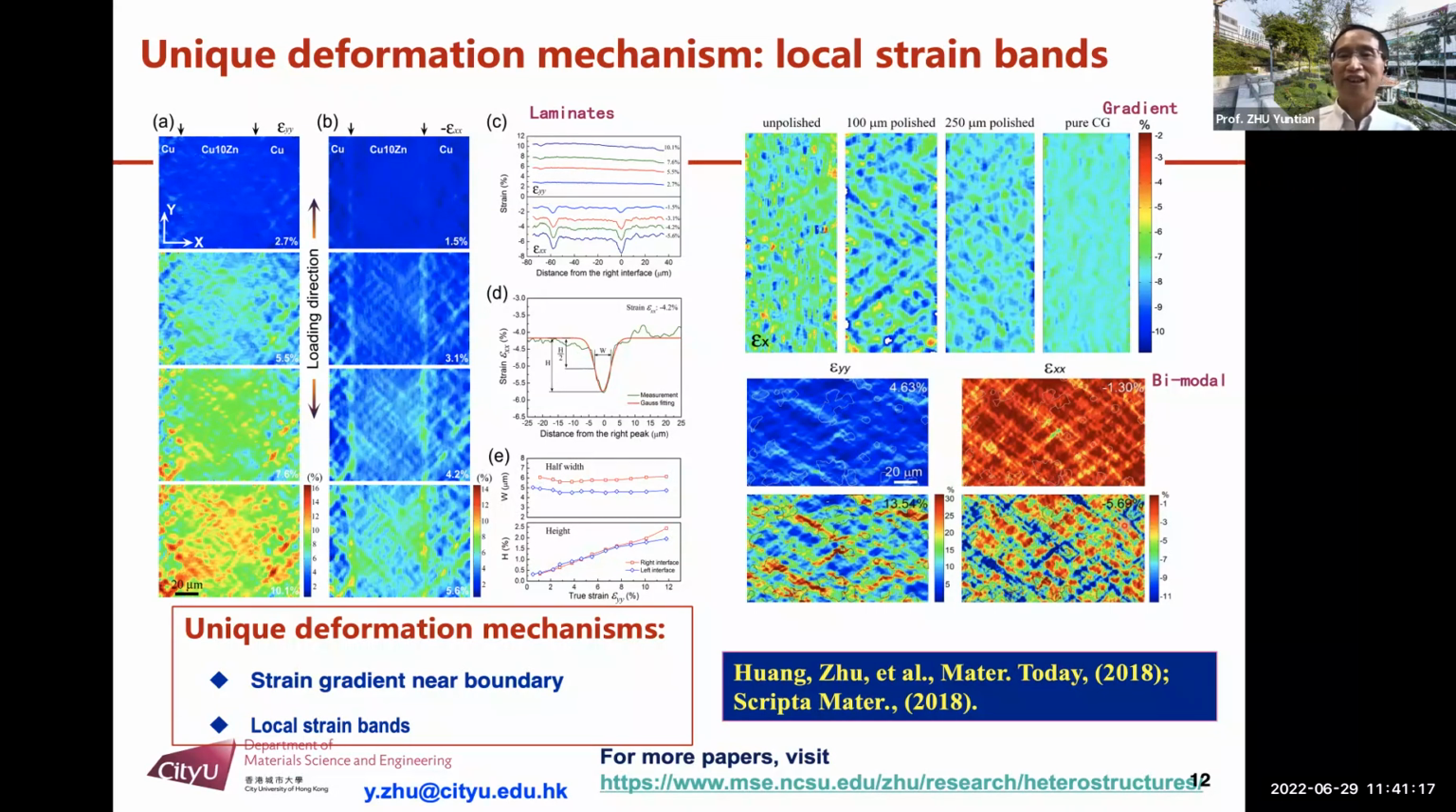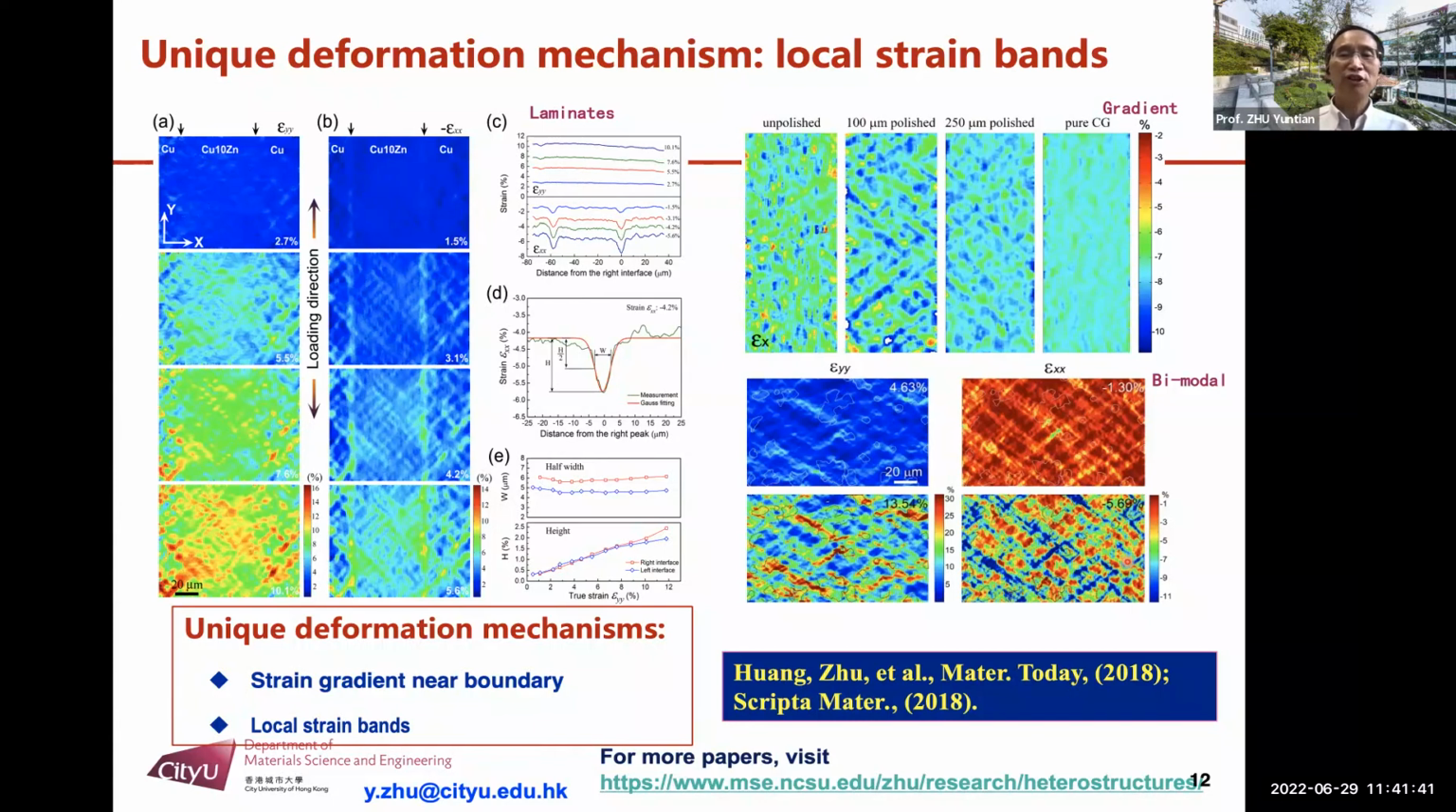Okay, and this local strain bands formation, especially when these strain bands have high density and are dispersed uniformly, can prevent local large strain localization that would fail your sample.